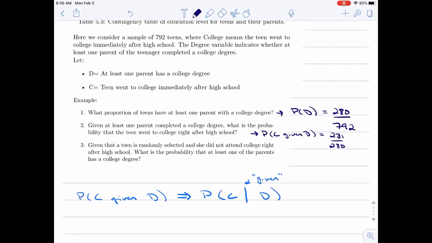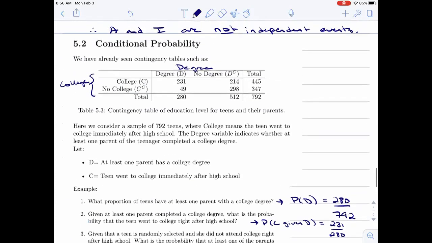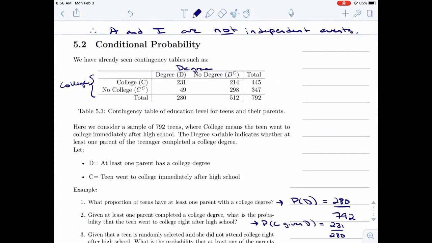What's the probability that at least one of the parents has a college degree? So out of those 347, 49 of them have a parent, or at least one parent who has a college degree.